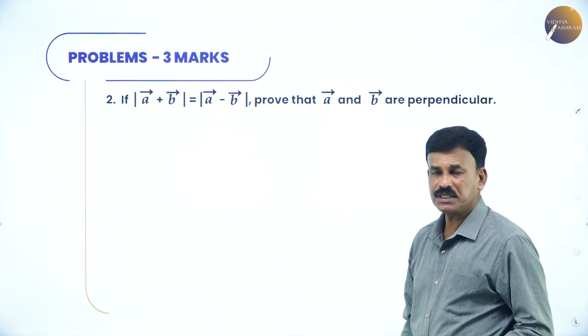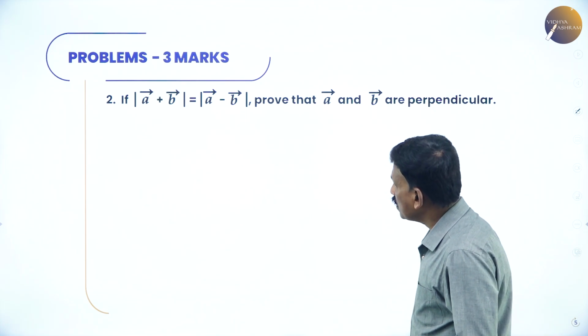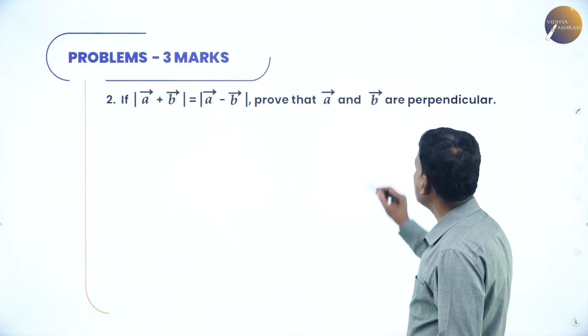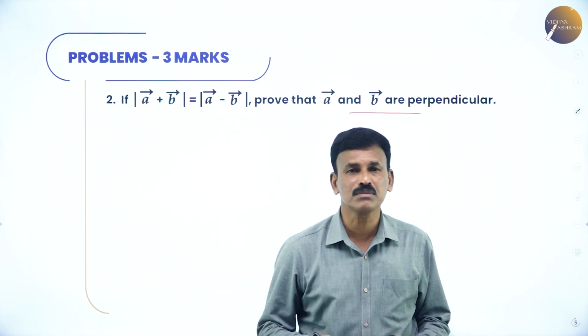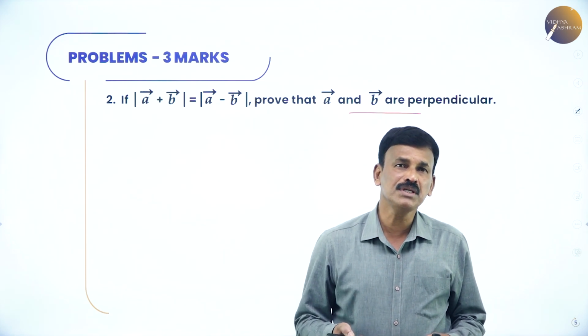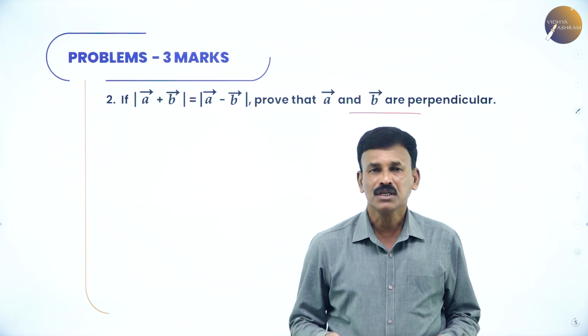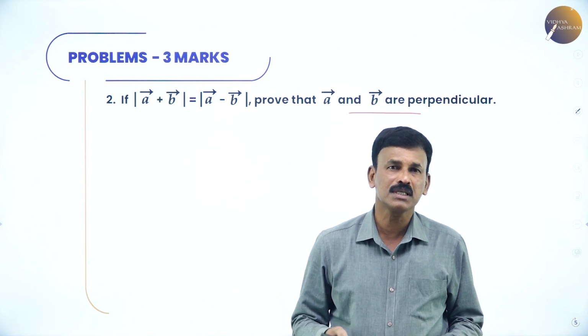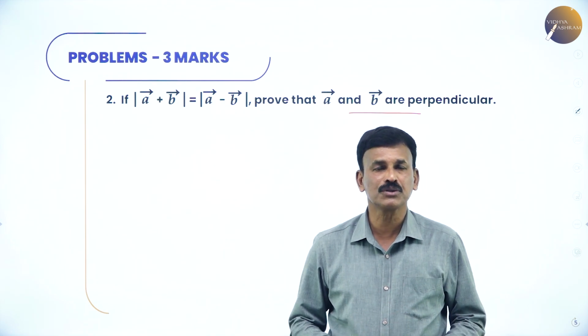This is also an important type of problem. What is the problem given? If the length of a plus b is equal to the length of a minus b, prove that a and b are perpendicular. You know the condition for two vectors to be perpendicular: if a dot b is equal to 0, then the two vectors are perpendicular to each other. Now what is given? Length of a plus b is equal to length of a minus b. Just prove that a dot b is equal to 0.